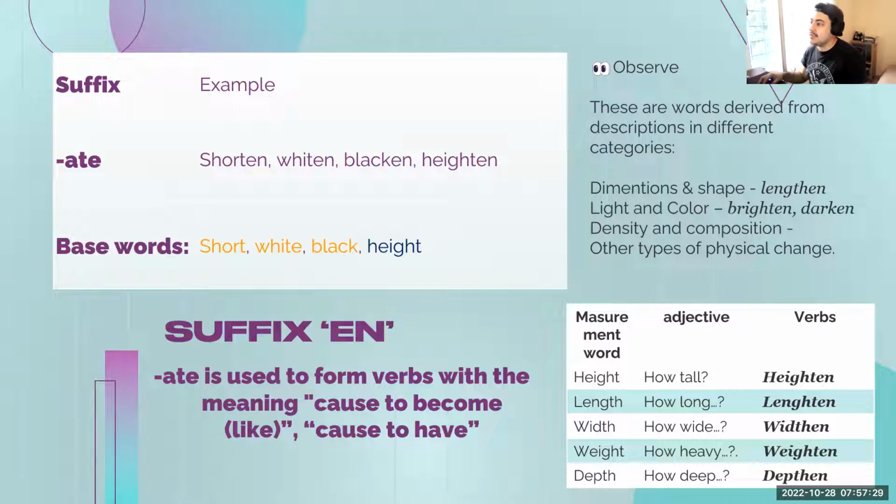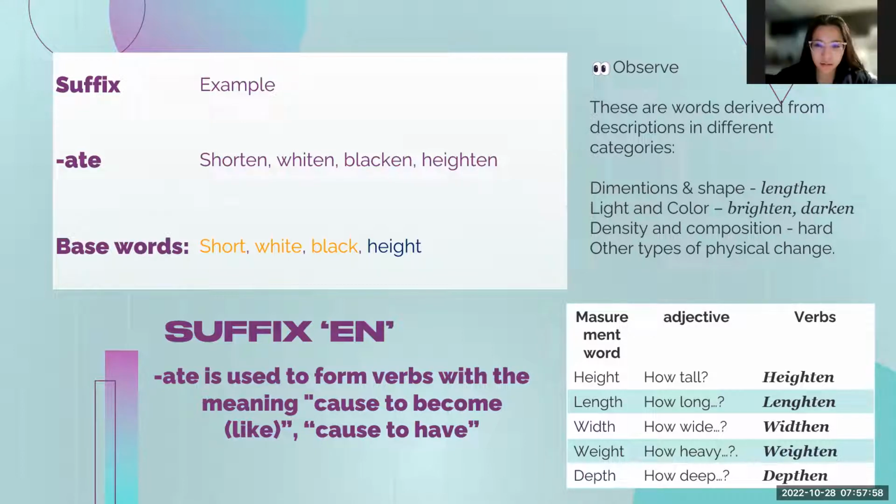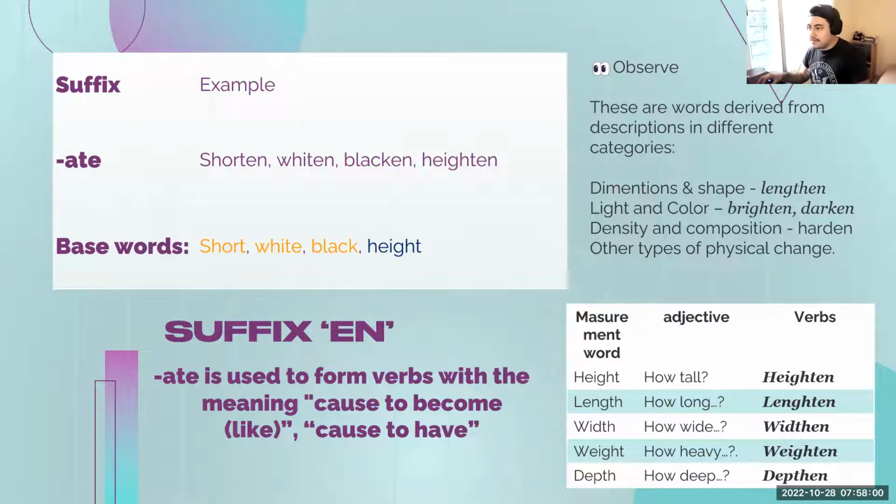Density and composition. For example, if you buy bread today, tomorrow, if you don't eat it, the bread is going to become hard. So what happens to the bread? It's going to harden. Excellent. Very good.